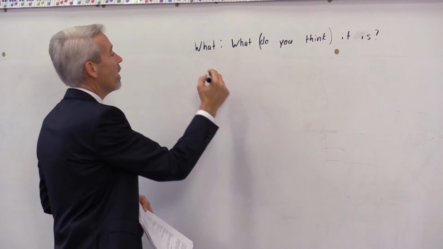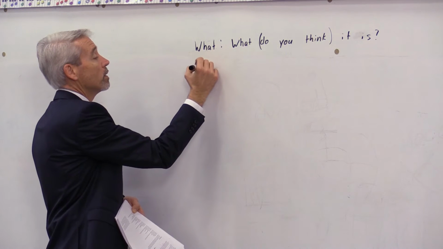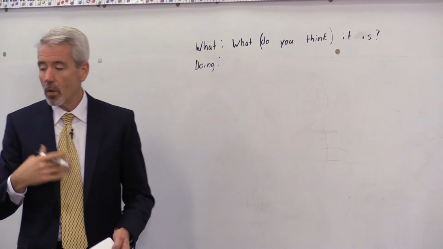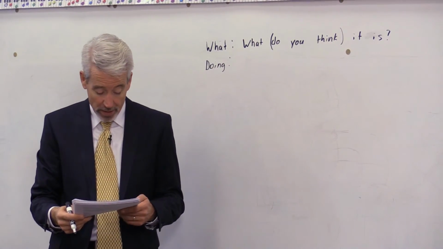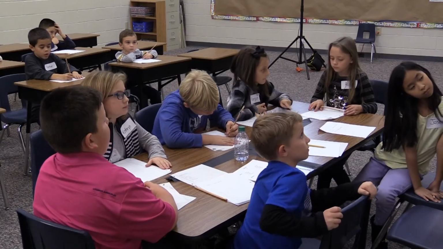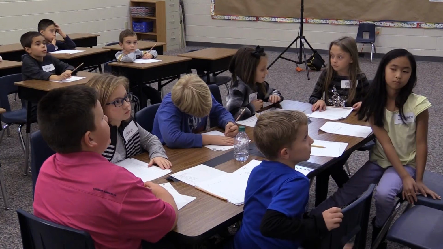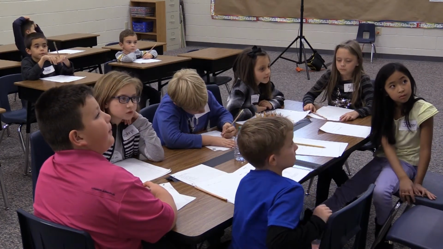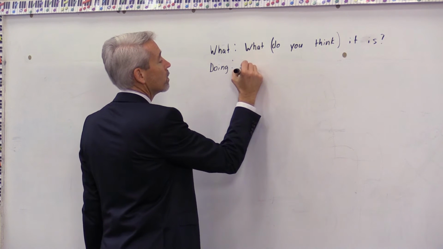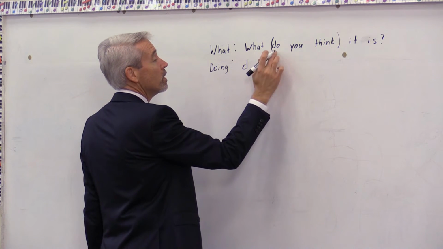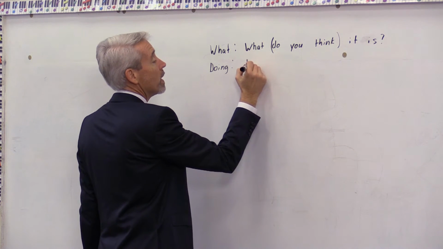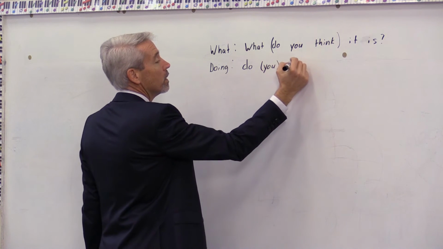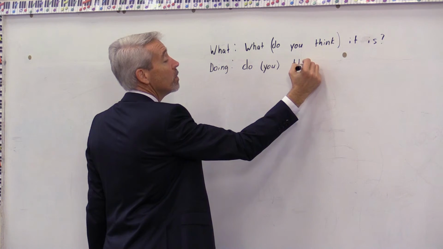Okay? And then the next comprehension question that we'll write, so that helps us to remember the order, because we don't want to get the order of the question incorrect. So we'll write the doing, and do you remember what the doing is? What do you think? Do and think. Do and think. But in the question, do and think are separated, so we'll write do you, and we'll still keep you. And then think. What do you think?